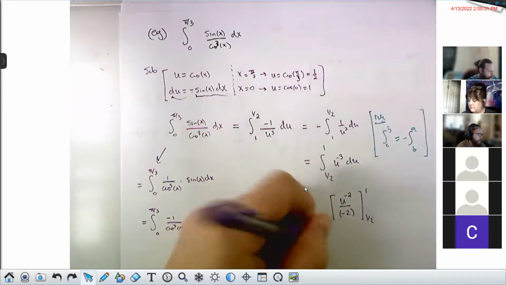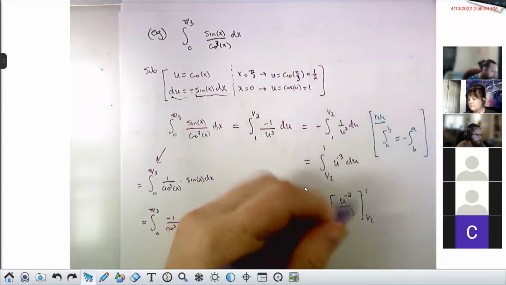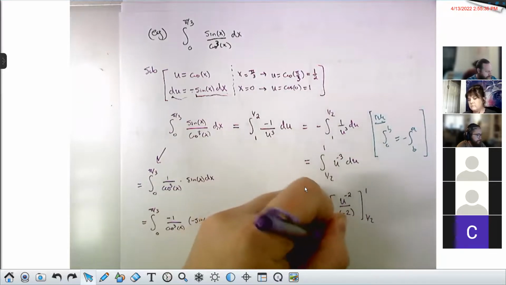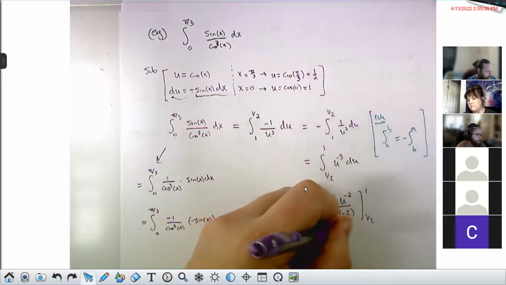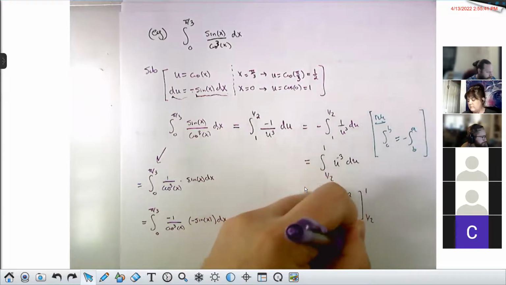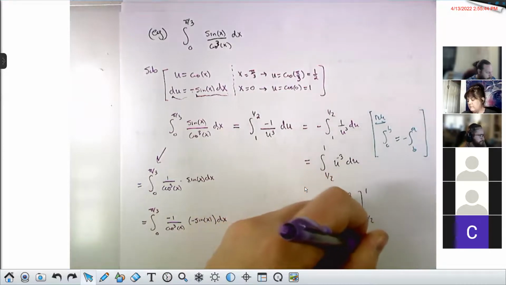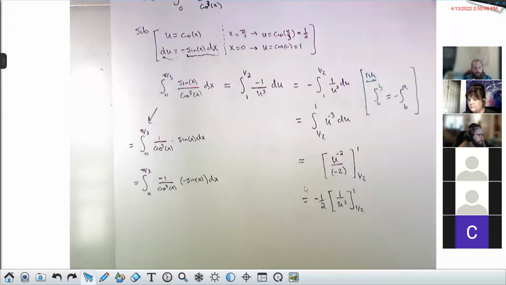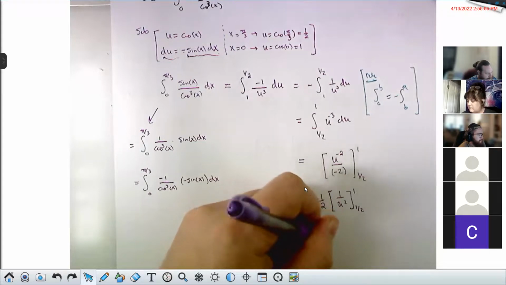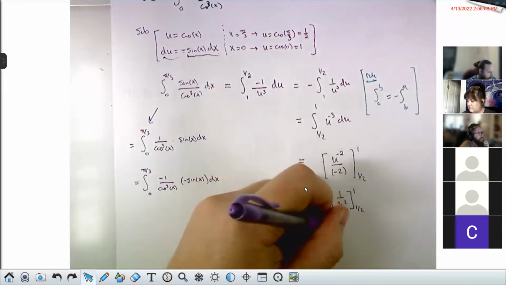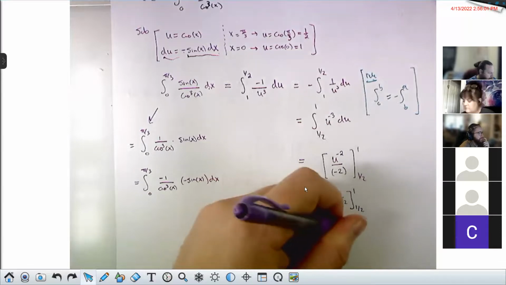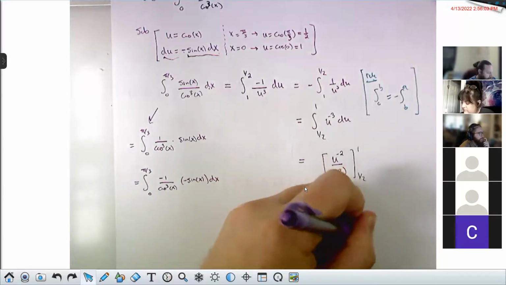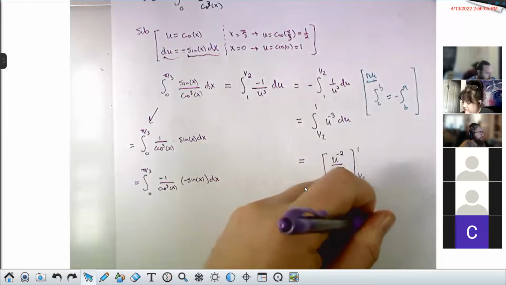I do want to make this a little prettier before we go plugging stuff in. So there's a -1/2, that's the -2 downstairs. And then u to the -2 is 1 over u squared. And it might seem cumbersome or extra to do this, but I think it is worthwhile. And that then will give me -1/2 times 1 over 1 squared minus 1 over 1/2 squared.